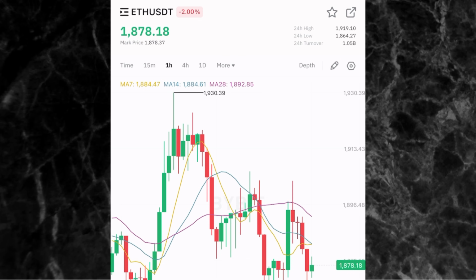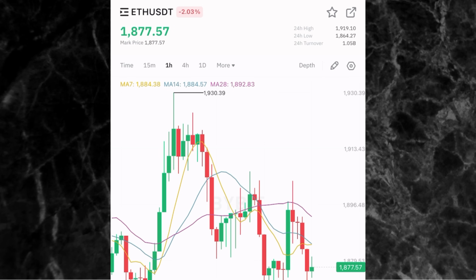Now, 24-hour high and 24-hour low is showing you the highest price and the lowest price that this crypto or this market pair has gotten to in the last 24 hours. This means that in the last 24 hours, ETH has gotten to as high as 1,919 USDT, while the lowest price it has gotten to in the last 24 hours is 1,864 USDT. That's the meaning of the 24H high and 24H low.